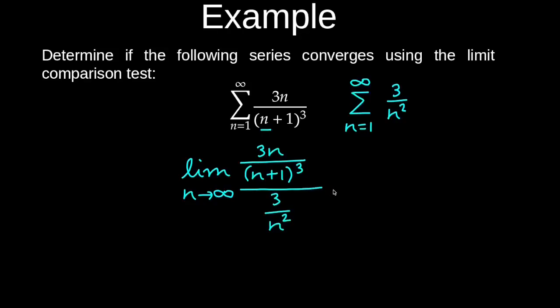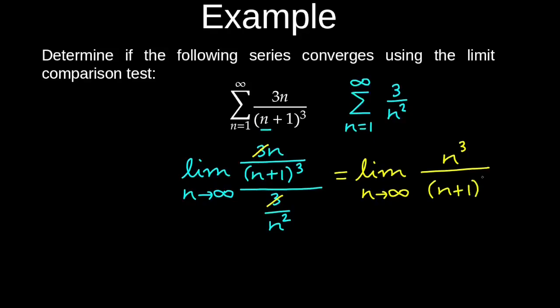And now we can see the 3's cancel, and the n squared goes in the numerator. So we get the following expression, and this evaluates to a limit of 1. So because we've got a positive number, then rule 1 of this test applies, meaning that both series either converge or diverge.